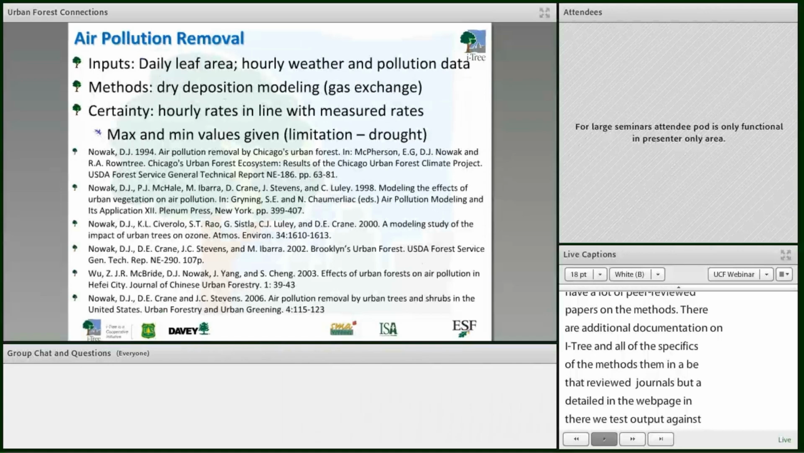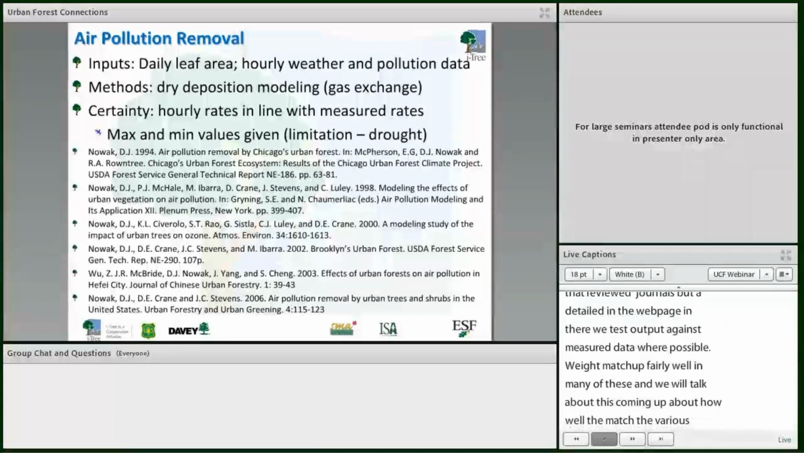So air pollution removal, the model's based off of leaf area, the leaf area that's provided from the trees that you measured, your hourly weather and hourly pollution data. And what we've built is a dry deposition modeling routine that basically does gas exchange on an hourly basis based on the weather and the leaf area that you have. And the hourly rates that we measure, which are called deposition velocities, are in line on an hourly pattern, both in magnitude and pattern, with measured data from field stands. We give you max and min values based on the maximum and minimum, so that's how you know the uncertainty of the measurements versus what the model actually predicts.